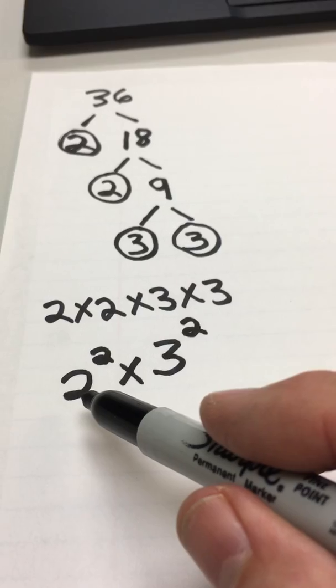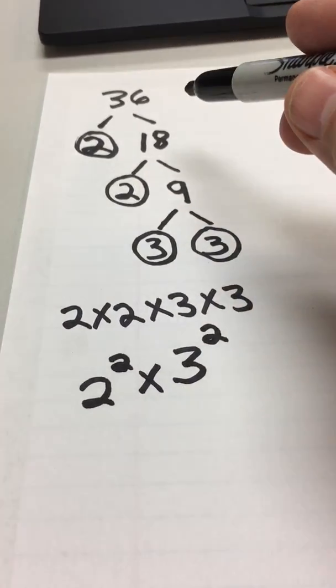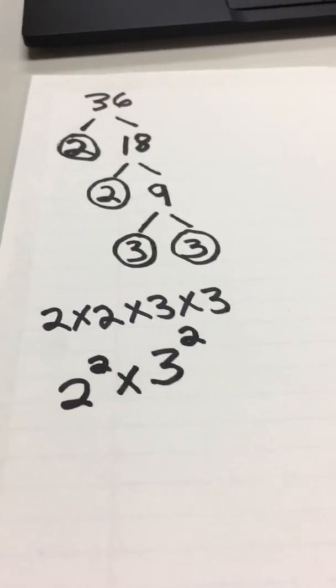And let's see, this would be 4. And that would be 9. 4 times 9 is indeed 36. So that's how we do that one. I'll do one more for us.